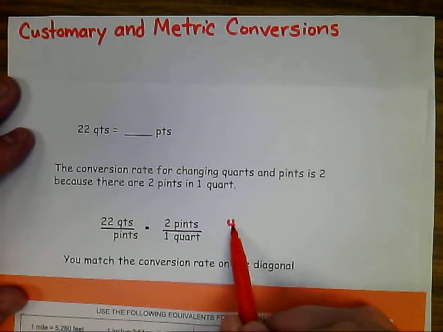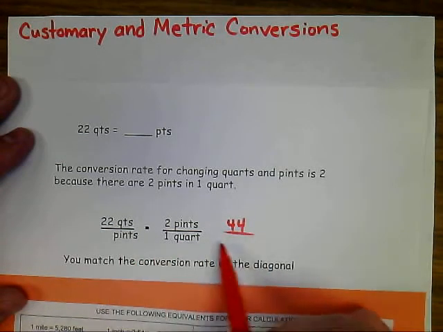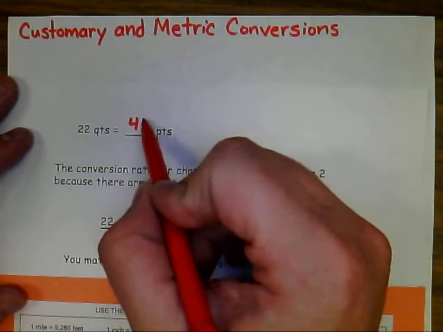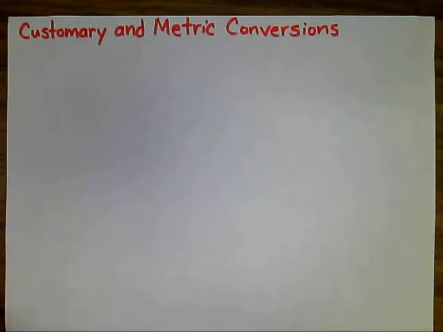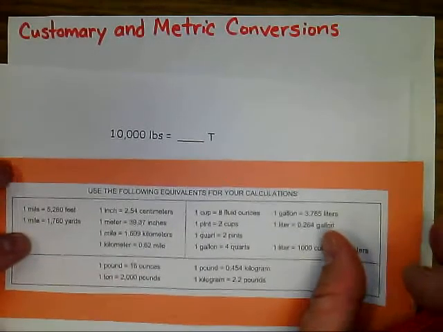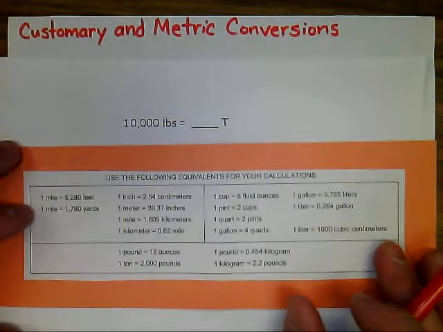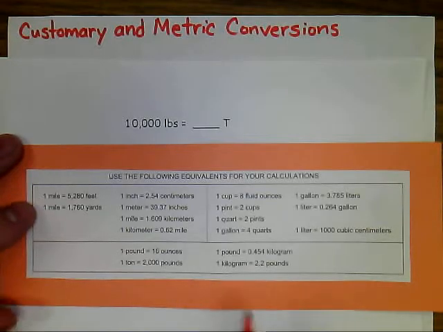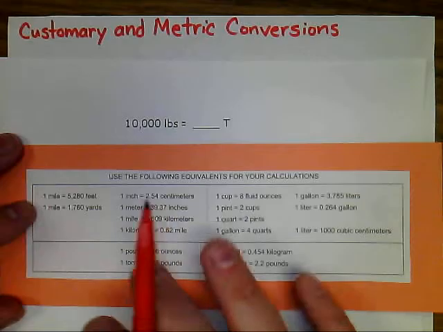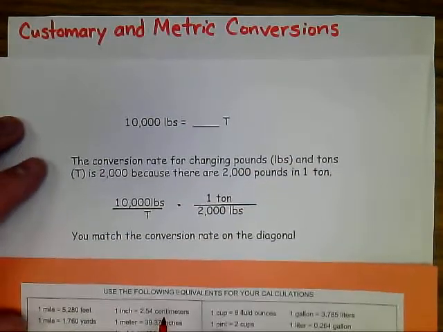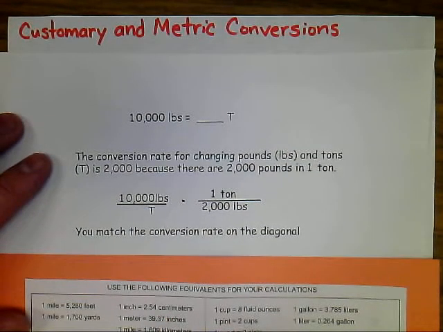22 times 2 is 44. 1 times 1 is 1. The correct answer is 22 quarts is equal to 44 pints. In this example, you could see 10,000 pounds equals how many tons? And we're going to go ahead and find that down here. 1 ton is equal to 2,000 pounds. So our conversion rate is 2,000. The conversion rate for changing pounds and tons is 2,000 because there are 2,000 pounds in 1 ton.